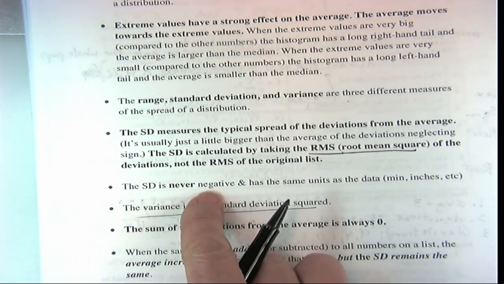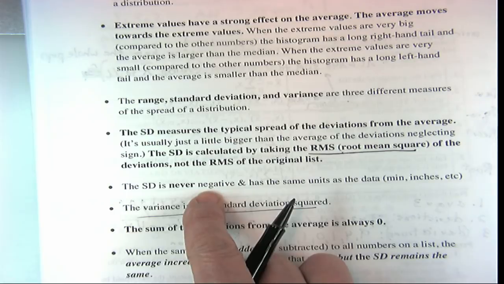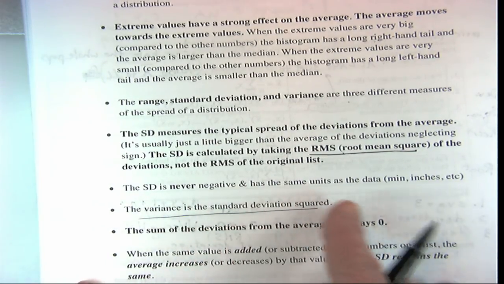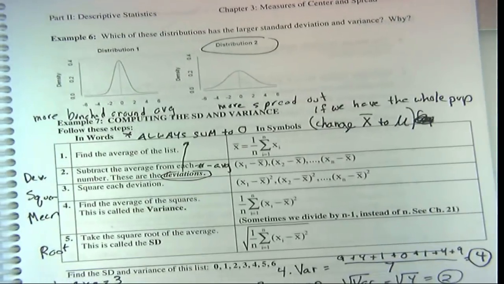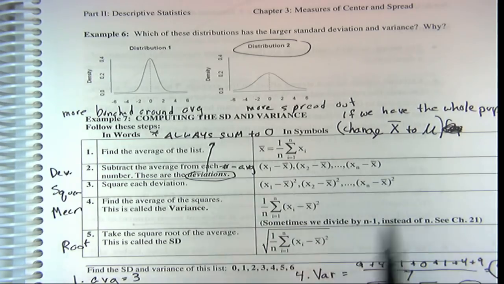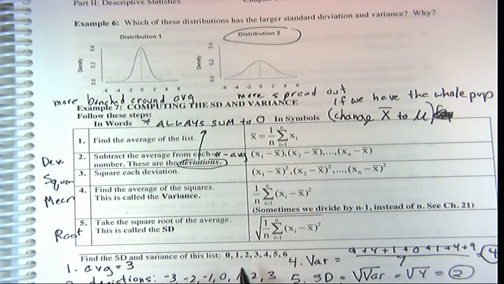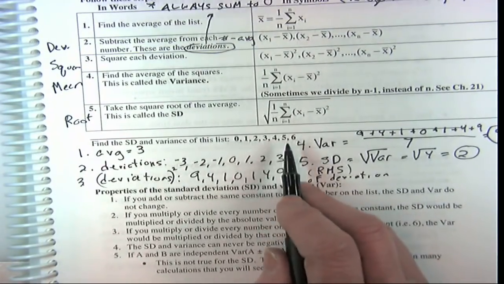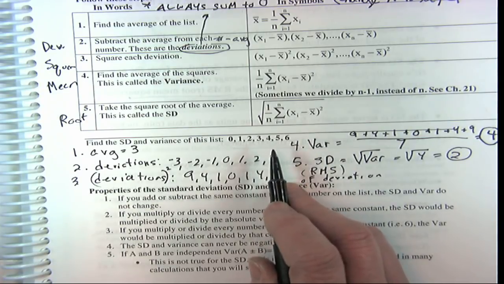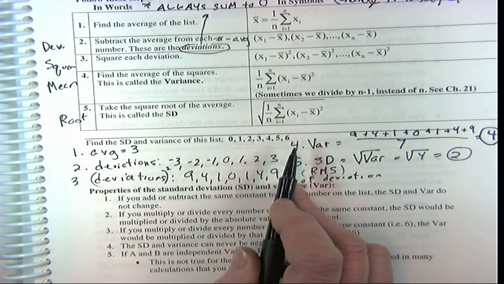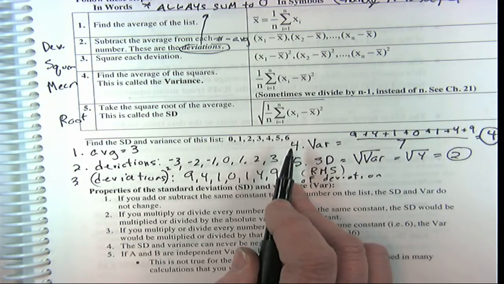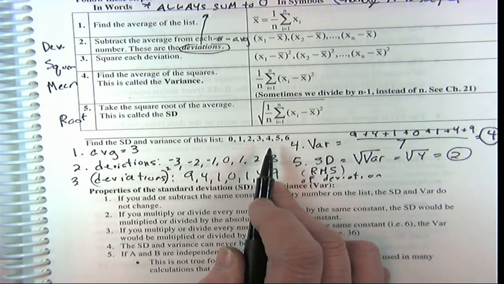Okay, and it's never negative. Why could it never be negative? Because it's a distance, right? What would having a negative standard deviation mean with this list of numbers here? What would a negative spread even mean? That doesn't really make sense, a negative spread, right? So the standard deviation is never negative.